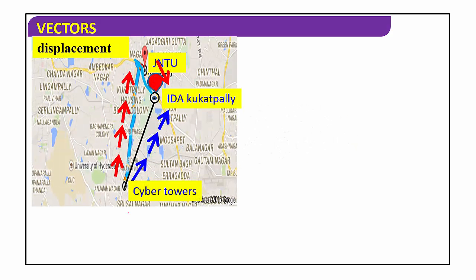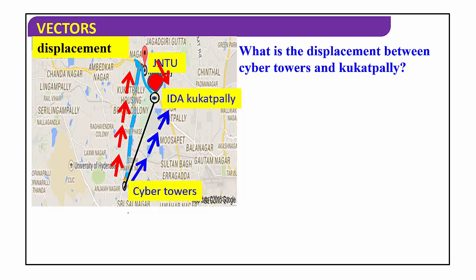See here, again I am going to consider the map, but here instead of distance, we can consider displacement. What is distance? The path length followed by an object. There is no proper direction for the distance. Wherever the object is moving, the total length we consider. But displacement is the shortest distance between two positions, two points. So here you can observe the map. What is the displacement between Cyber Tower to Kukatpalli? The answer is 10 kilometer north.